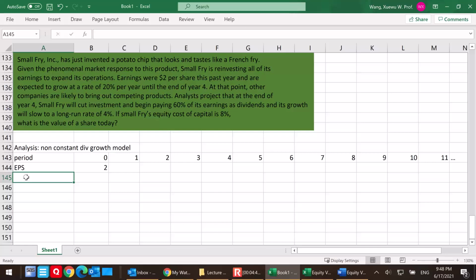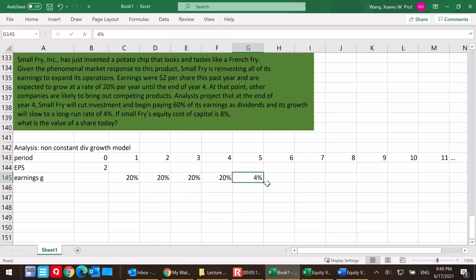Then we have the earnings growth rate, and we're talking about phenomenal growth of 20% until the end of year 4. So it's going to be growing at 20% for years 1, 2, 3, and 4. These are the phenomenal growth periods. And then it's going to slow down to 4% thereafter, so starting from year 5, it's going to be 4%.